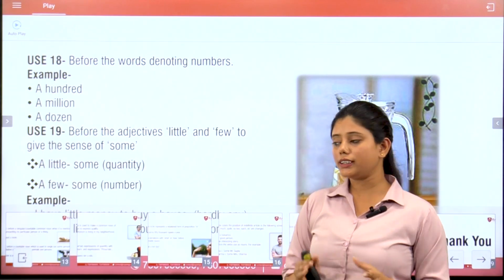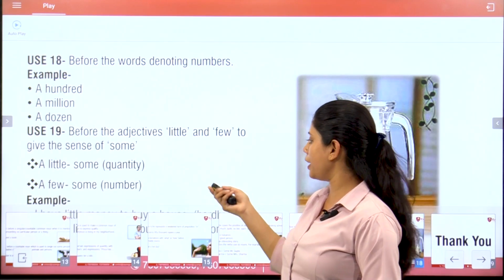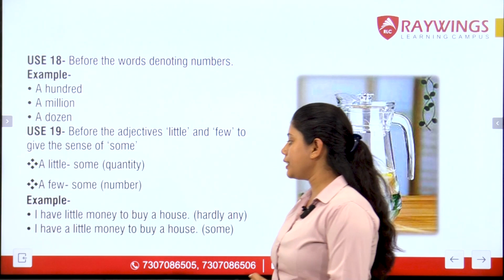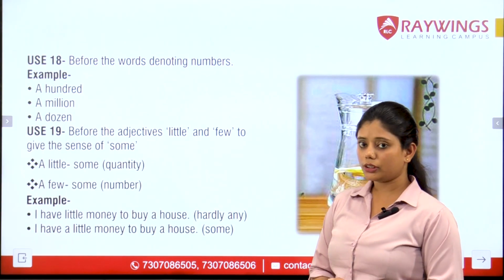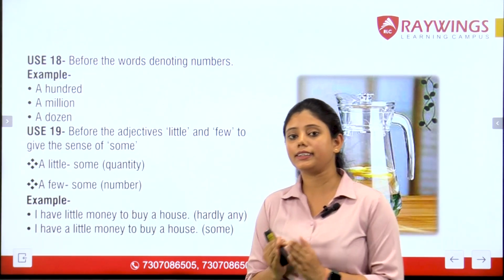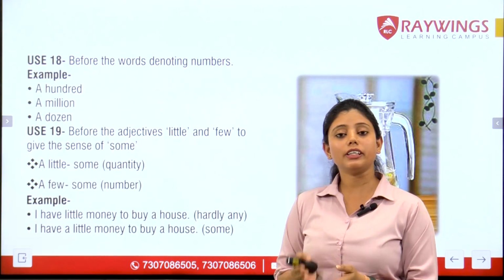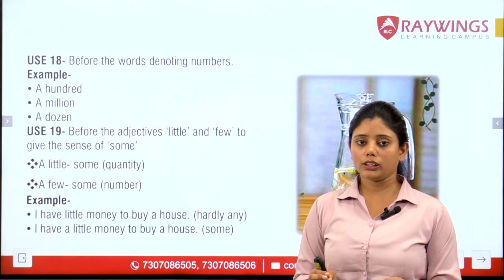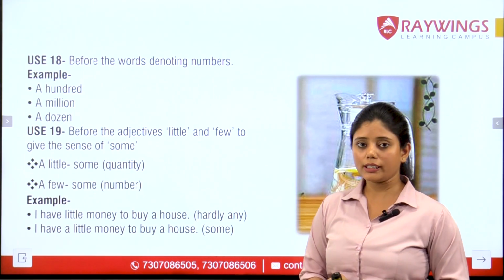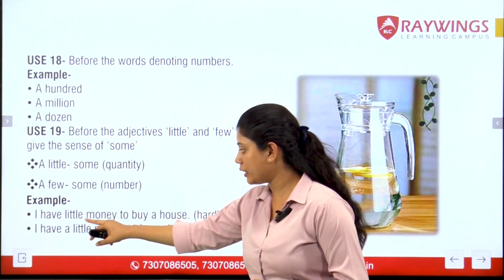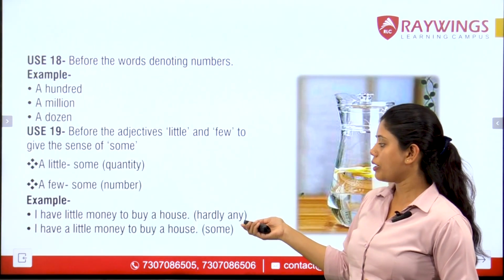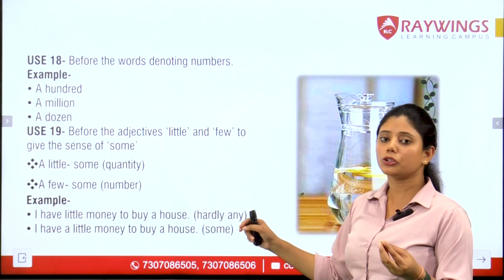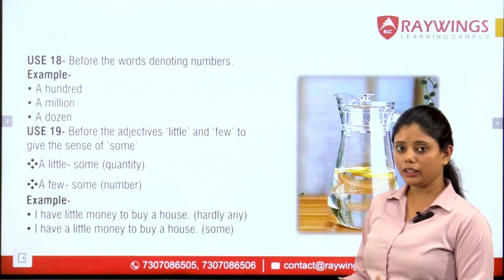Let us understand with an example. The example says, I have little money to buy a house. Here, the speaker is telling some other person, the listener, that he has little money to buy a house. Little here refers to quantity, but little shows hardly any. Whatever amount he has is almost nothing; he does not have money to buy his house, right?